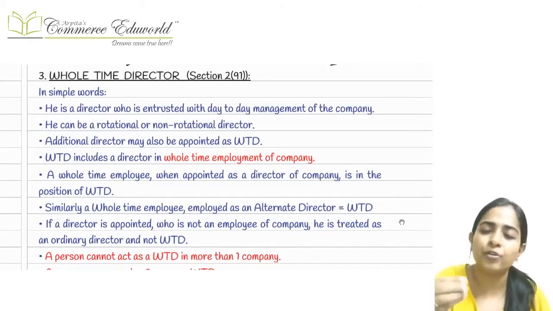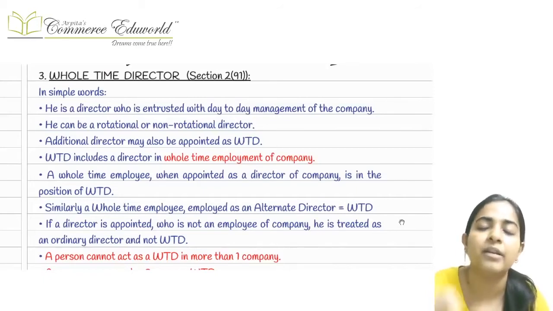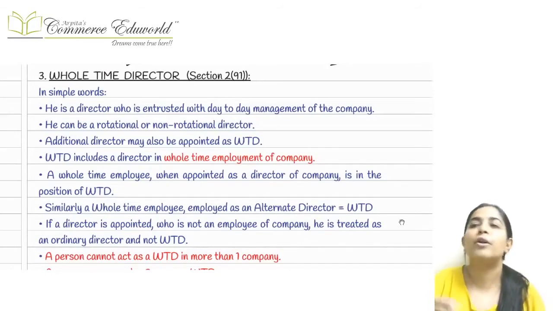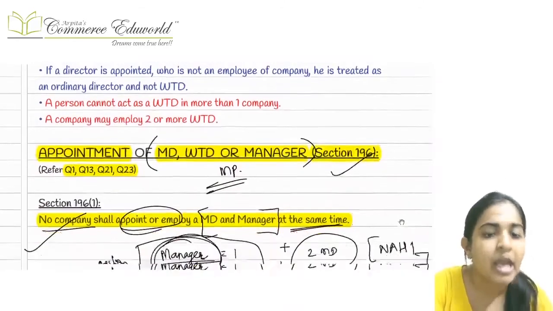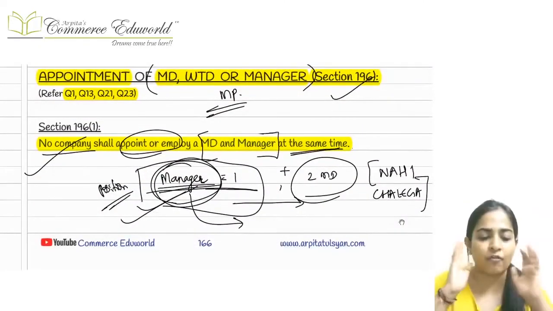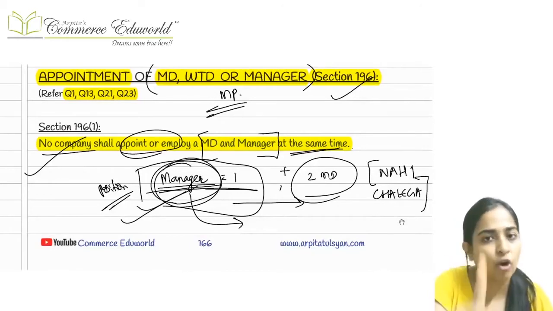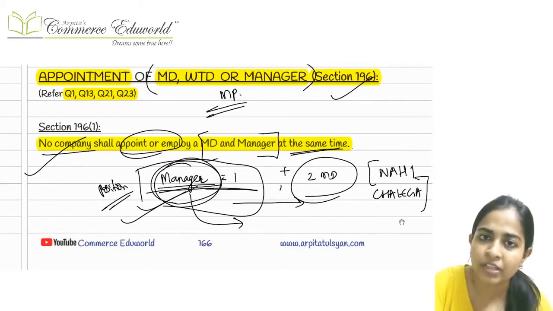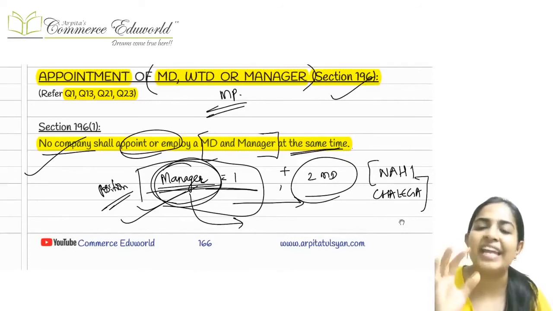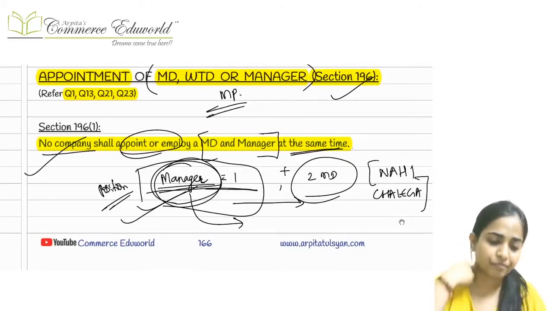Okay, we are going to study 1 or 2 points of exception in the KMP section, that is section number 203, which is going to come later on. But this is mainly what we are supposed to know about the whole-time director. Okay, so he is a normal director. He is in whole-time employment of the company, and the company can have any number of whole-time directors.